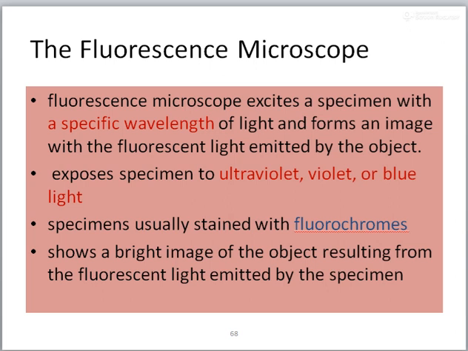And as a result, what will happen? A bright image of the object is being formed because of the fluorescent light which has been emitted by the specimen. The fluorochrome within the specimen will emit a corresponding light in response to the UV or the violet or the blue light which you exposed it to. And as a result, you will be able to get a bright image.